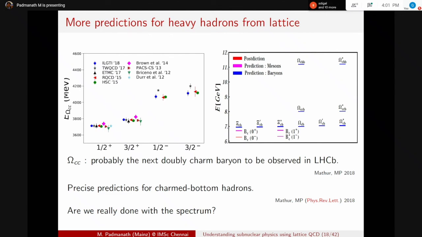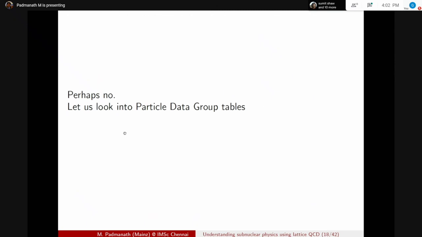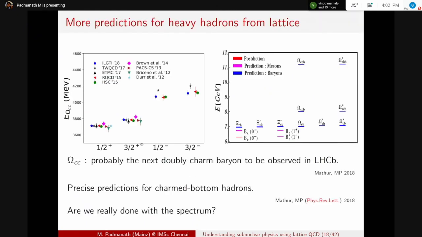So again, what are the inputs that go into this? Inputs to extract the mass of the omega CC: the charm quark mass is tuned using the eta C meson. The eta C meson is a charm anti-charm meson with pseudoscalar quantum numbers. This has a very clean signal which is used to tune the charm quark mass. This is an input. Then the light quark masses and strange quark masses. This is actually a mixed action calculation.